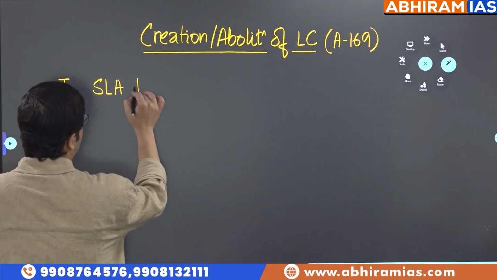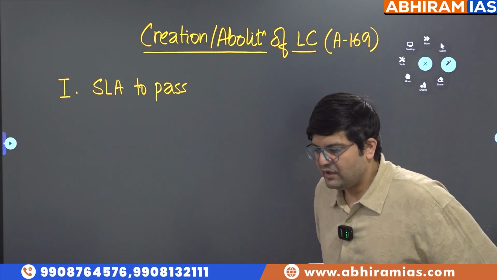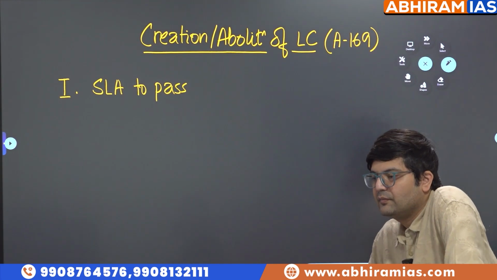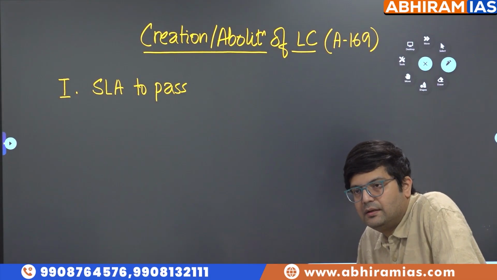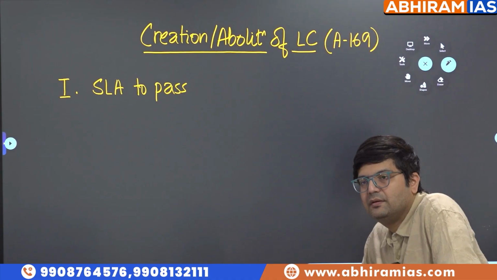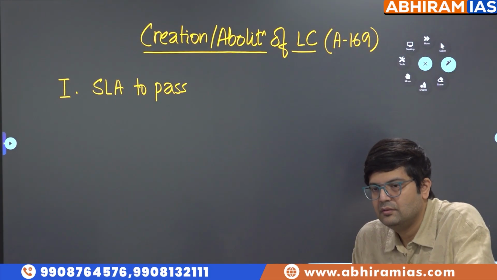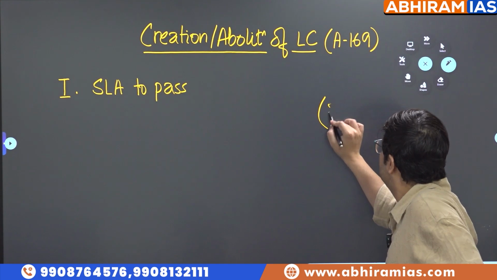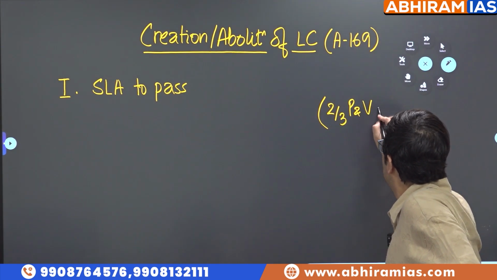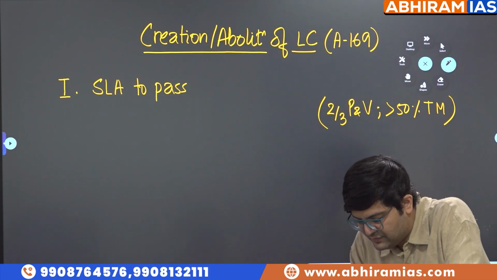Number 1, SLA to pass, please write. I'll dictate, please write. Today's writing is over. SLA, State Legislative Assembly, to pass resolution with a special majority. And what is this special majority? In bracket you can write that combination majority. That is 2/3 present and voting and more than 50% total membership. That's the majority.